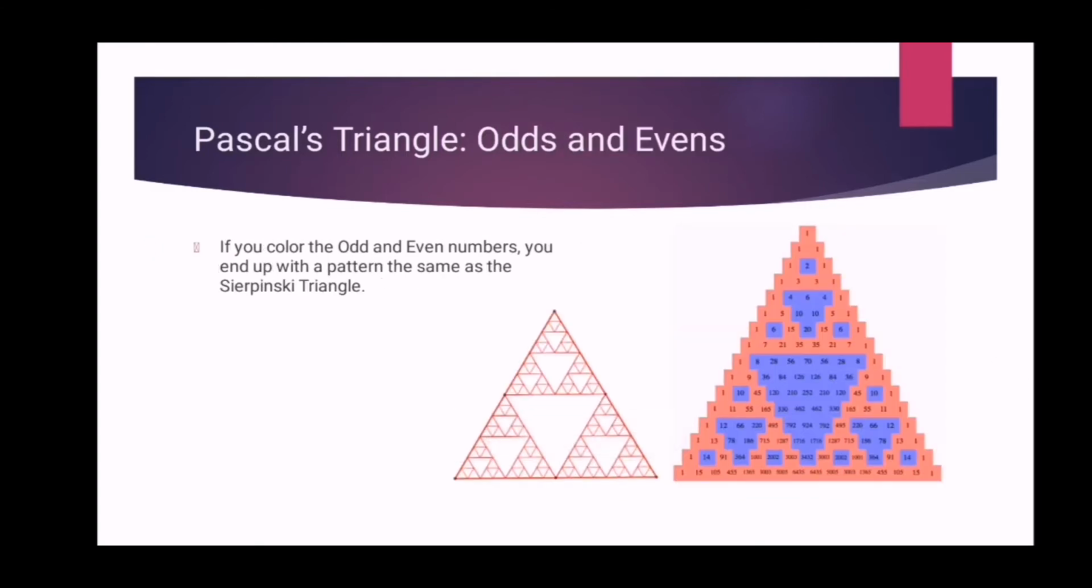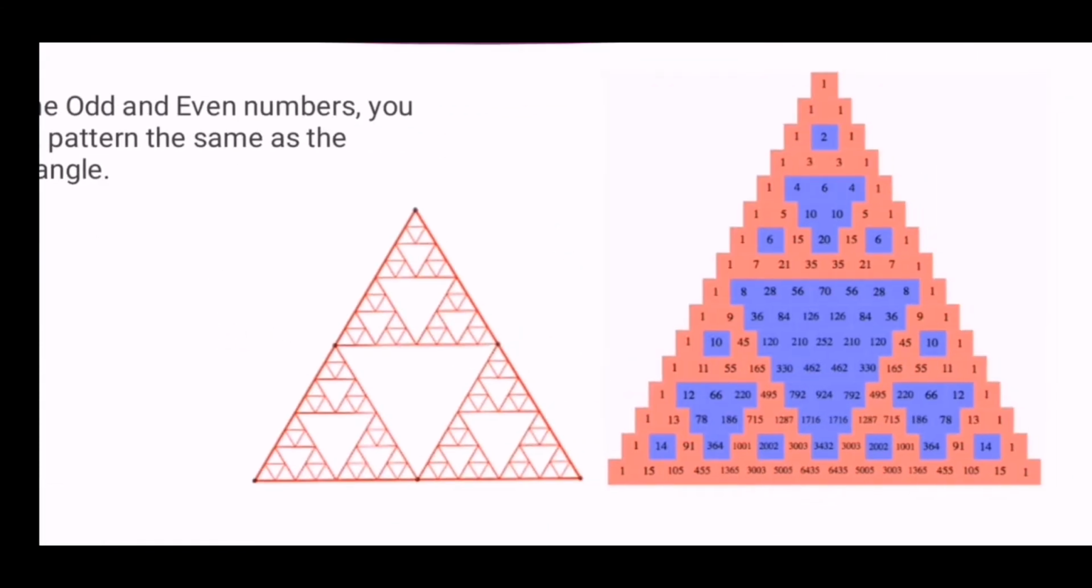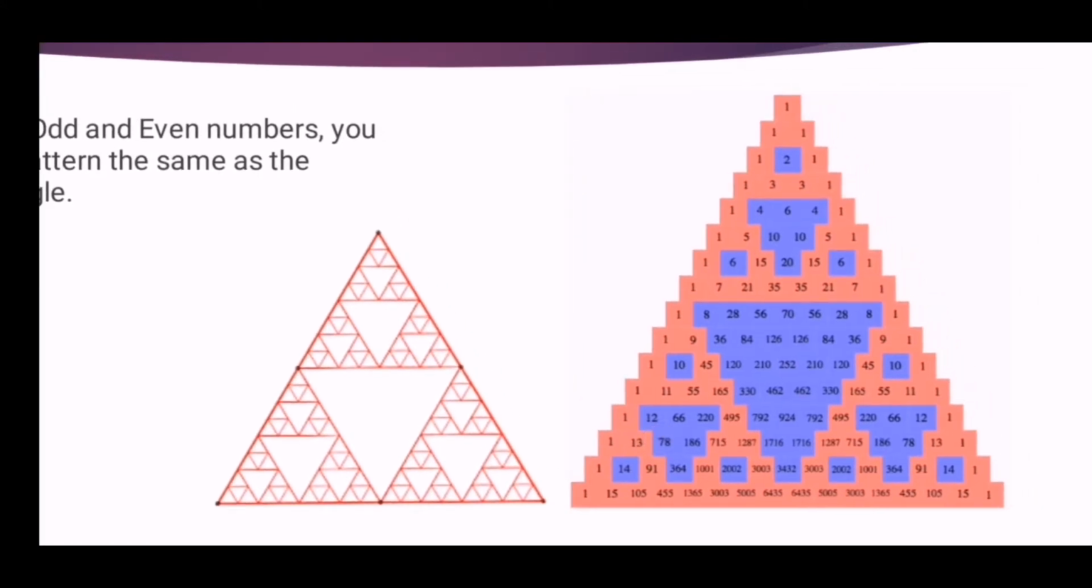The next example in patterns of Pascal's triangle is odds and evens. If you color the odd and even numbers, you end up with a pattern the same as the Sierpinski triangle. So as you can see in the illustration, the Sierpinski triangle is almost symmetrical on the Pascal's triangle in terms of patterns.